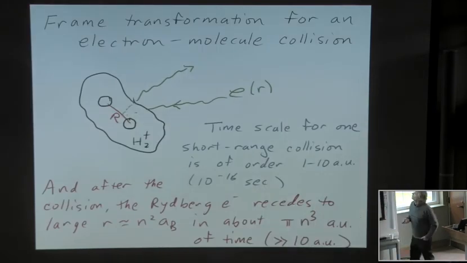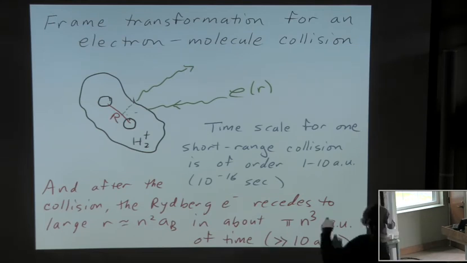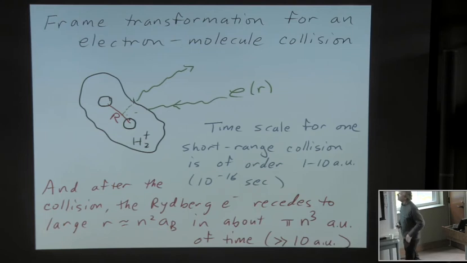Okay, but for this group, we're more interested in electron-molecule collisions. So let's look at the physics here. Now, the time scale for a short-range collision, when the electron is actually coming in and overlapping with the charge and everything of the molecule, maybe feeling the largest multipole moment interactions, will be of the order of perhaps as long as 10 atomic units of time, even for a low-energy electron colliding with, say, H2+ or H3+ or other more complicated molecular ions. So it's only around 10 to the minus 16 seconds. It's a very short in and out.